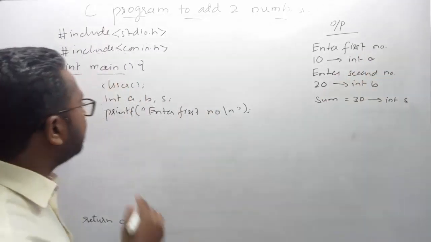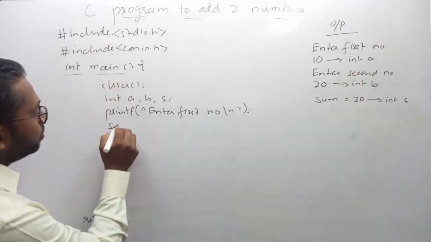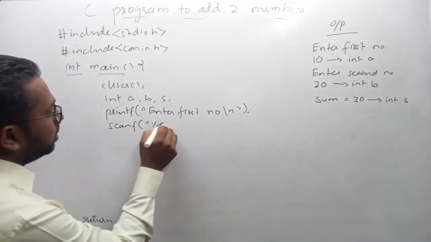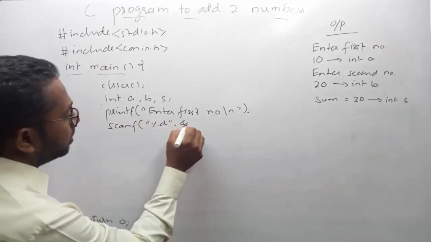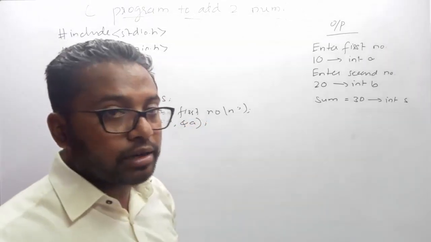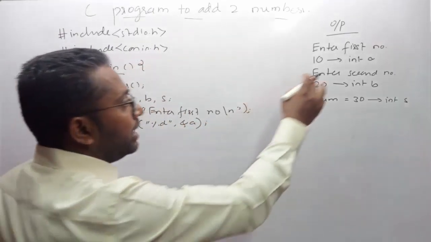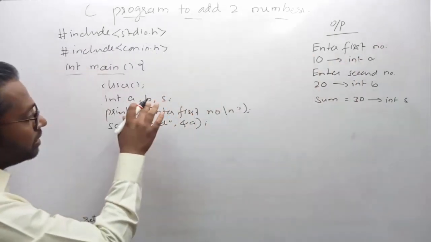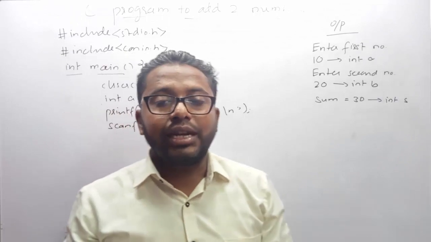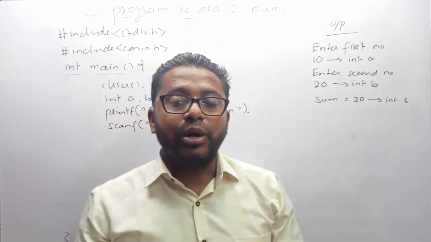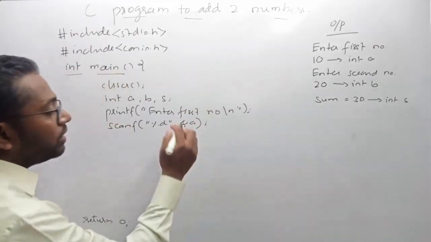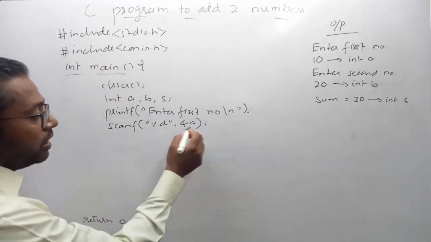Then that value 10 needs to be taken from the user and stored in the variable a. To take that input from the user, we should use an input function, which is scanf("%d", &a). Okay, %d is the format specifier, because here I'm using integer variables. That's why you should use %d as a format specifier. This %d specifies the format of the data which you are accepting from the user, and then that value will get stored inside the variable a.